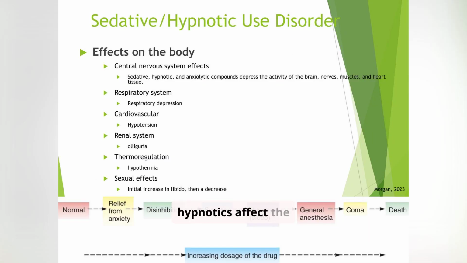Sedatives and hypnotics affect the CNS, causing respiratory depression and hypotension. Increasing dosage can lead to coma and death. Understanding this progression is vital for safe medication administration.